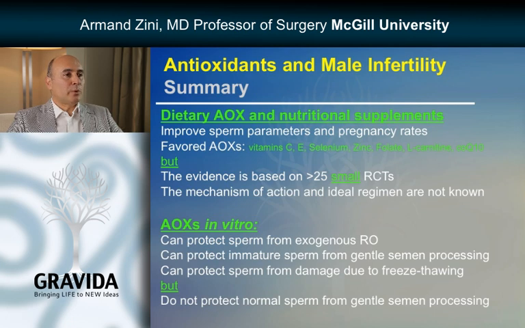Antioxidants in vitro can protect sperm from exogenous reactive oxygen species. They can protect immature sperm from gentle semen processing, and they can protect sperm from the damage due to freeze-thawing. But antioxidants do not protect normal sperm from very gentle semen processing.